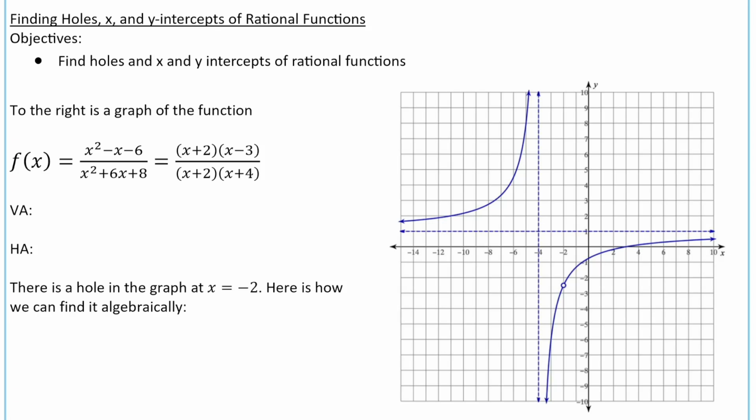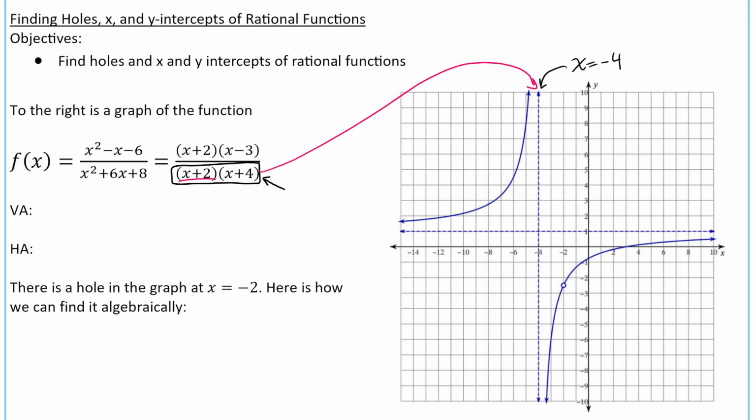In this video, we are going to learn how to find holes and x and y intercepts of rational functions. So here we have a graph, and that is the graph of the function displayed here for f of x. If you remember, vertical asymptotes typically come from the denominator. We know that we have one here at x equals -4, and that's the only one we have. Now, if you look at the denominator, we have x plus 4, which makes sense. That's where this vertical asymptote comes from.